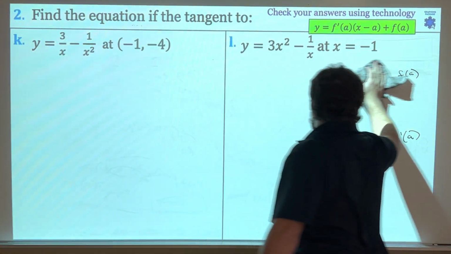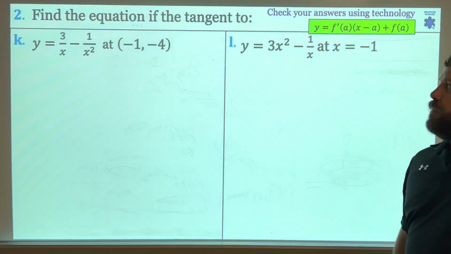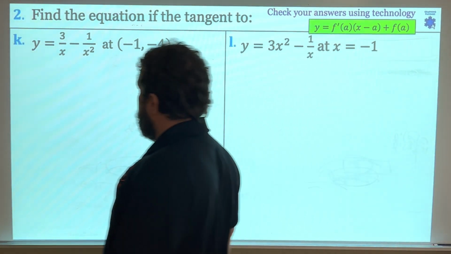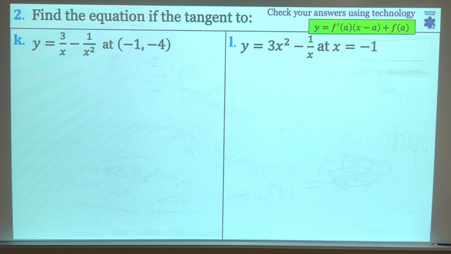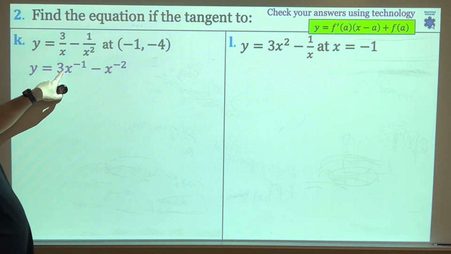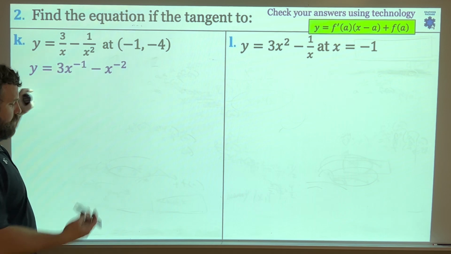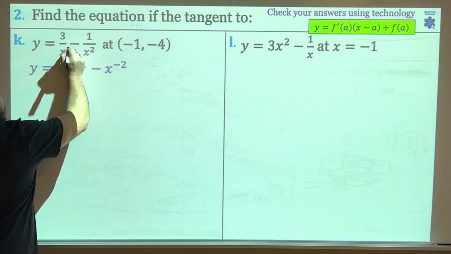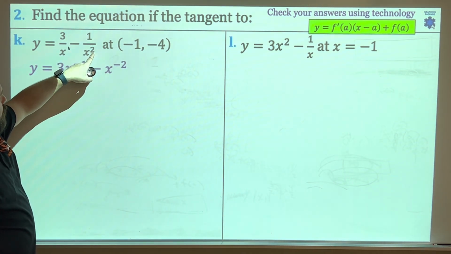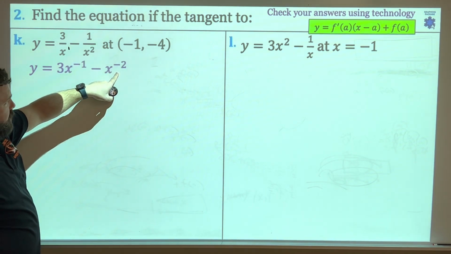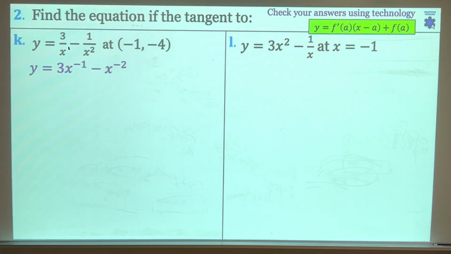There's 2 of this variety. y equals 3x minus 1 over x squared at (-1, -4). You can rewrite this as y equals 3x to the negative 1, because technically this is x to the first. 1 over x squared just becomes x to the negative 2. We're going to use this later when we derive it.